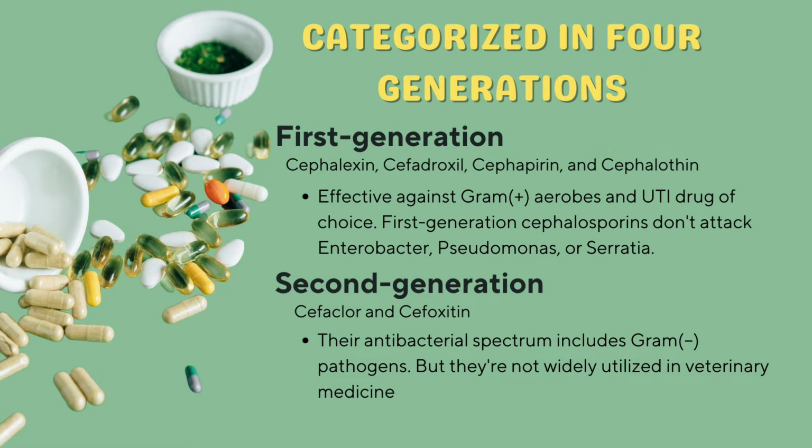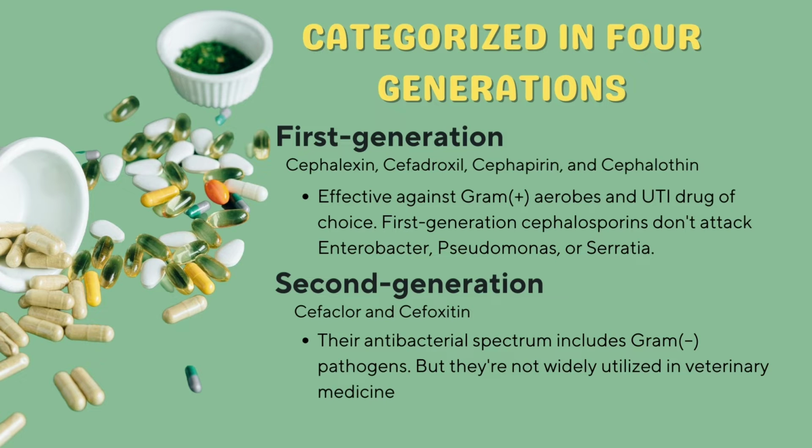First generation cephalosporins include cefalexin and cefadroxil, which are administered orally, and cefazolin and cephalothin, which are administered parenterally. They are effective against gram-positive aerobes and are the drug of choice for urinary tract infection. First generation cephalosporins have no activity against Enterobacter, Pseudomonas aeruginosa, and Serratia species.